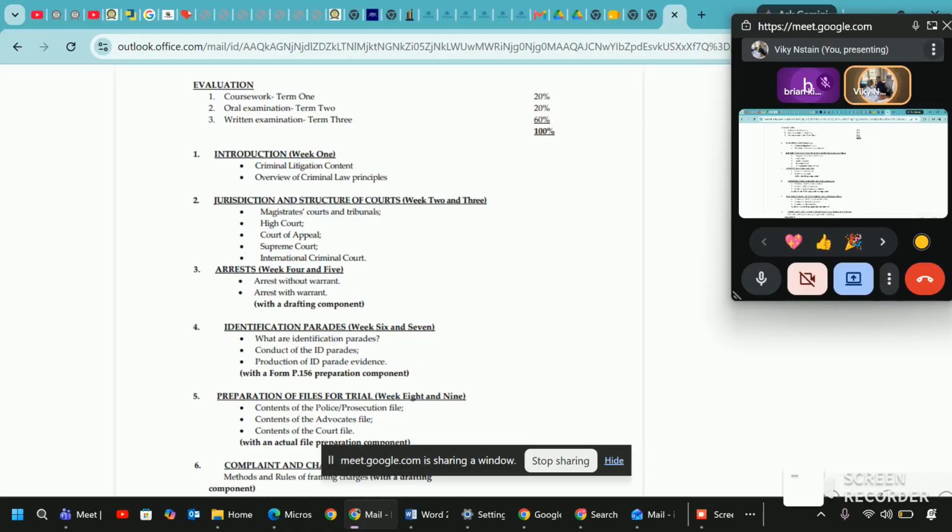So up to that point, I believe we have delved deeper into that part. Then if you read week 6 and 7, we were required to know what identification parades entail, what are the procedures, what are the rules that govern identification parades, what are the mistakes that various police officers usually make in such activities. And basically this is a potential question even during the oral. You'll be told to give various rules that govern identification parade.